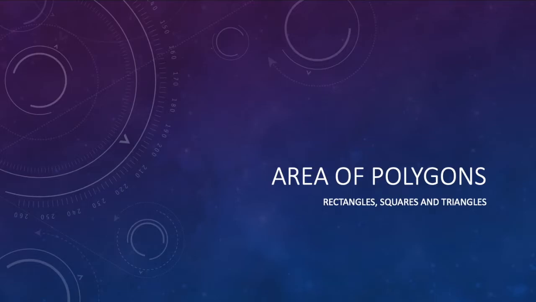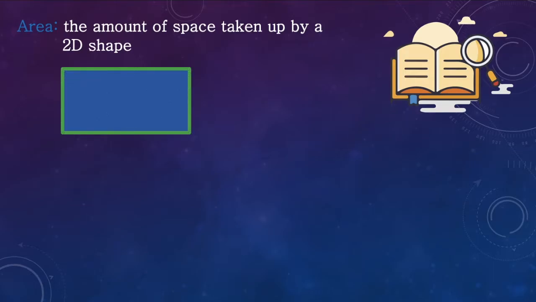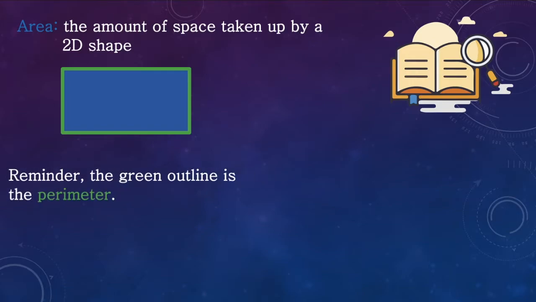Now, before we actually go into any equations, we need to define what area is. Simply put, area is the amount of space taken up by a 2D shape. And we could see this with the rectangle on the screen. The blue region inside our polygon, our rectangle, is the area. Meanwhile, from last class, we learned that the green outline is the perimeter. It's very important that you don't confuse the two. They are completely different things.